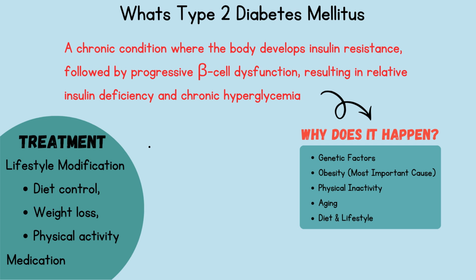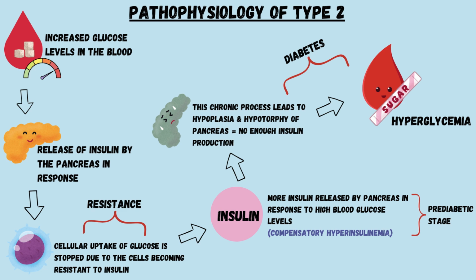Now, let's talk about type 2 diabetes mellitus. This condition arises when the body becomes resistant to insulin. What happens here? When blood glucose levels increase, the pancreas releases insulin. However, the cellular uptake of glucose is hindered due to this resistance. Consequently, more insulin is released, a process known as compensatory hyperinsulinemia. This stage is often referred to as pre-diabetes.